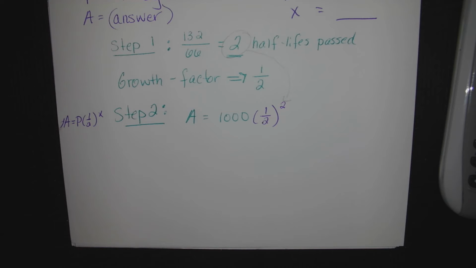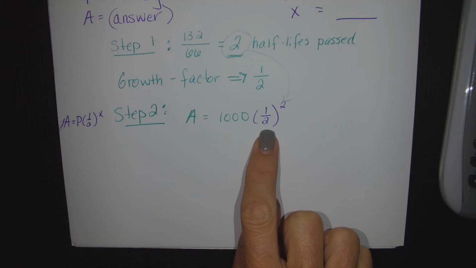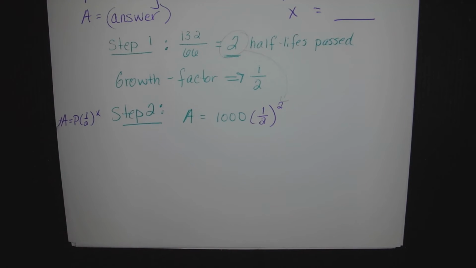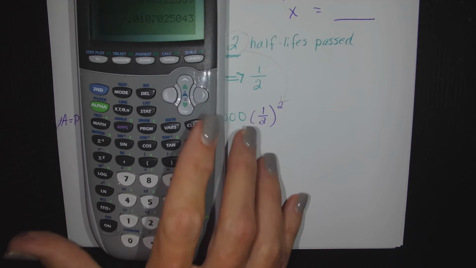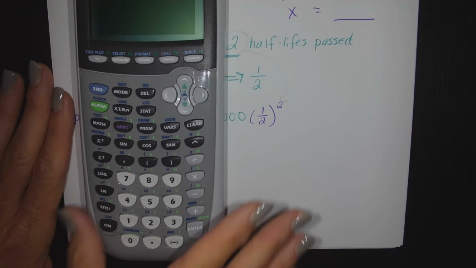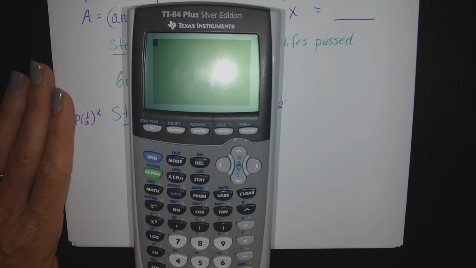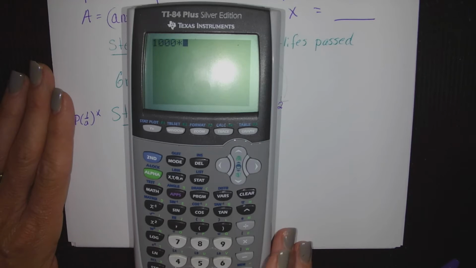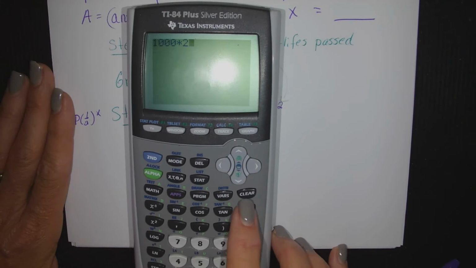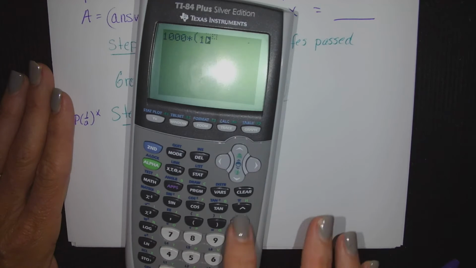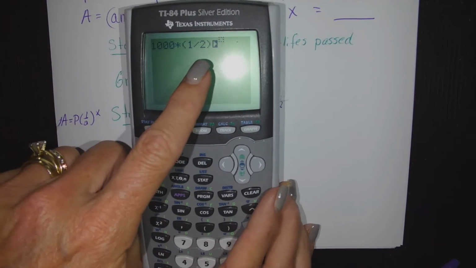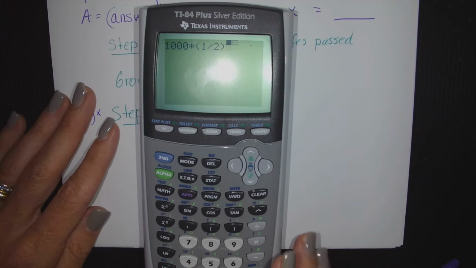And now you just plug it in your calculator. Order of operations, what do we do first? Right. You want me to show you how I put it in my calculator? Okay, I do it all at once. 1,000 times, nope, sorry, not 2, 1/2. Notice, what did I put around the half? Parentheses, exponent 2. That's how I put it.